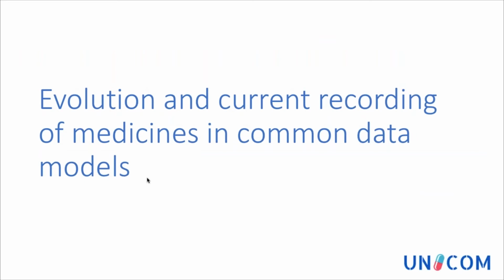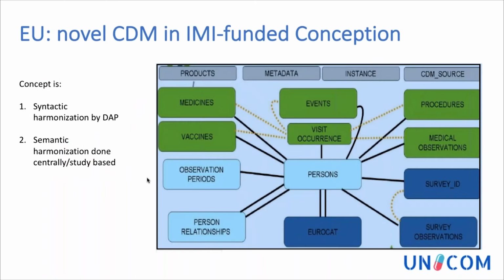So the way that we code medicines in common data models has evolved over time. And I would like to share with you the approach we're currently taking in the IMI-funded conception project, which is about medicine safety evaluation during pregnancy and lactation. And within this project, we have been building a new common data model, which has many more tables than the 3 that we were using initially. And the concept has also slightly changed, meaning that we distinguish 2 steps: a syntactic harmonization, where local data access providers transform the data into a structure that has the same variable names and table names, and then the semantic harmonization. And now we actually focus on doing the semantic harmonization more centralized, as it was difficult to see what was locally done if that is immediately done by the data access providers.